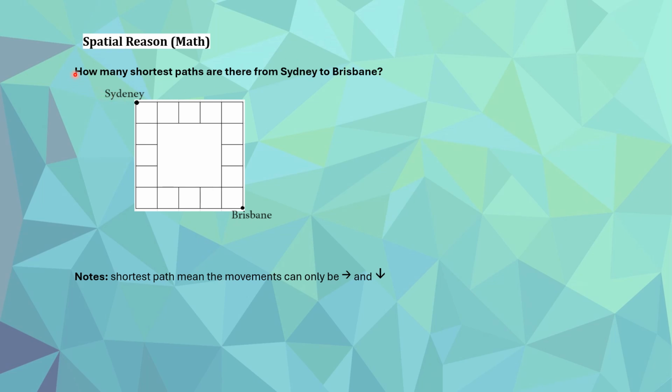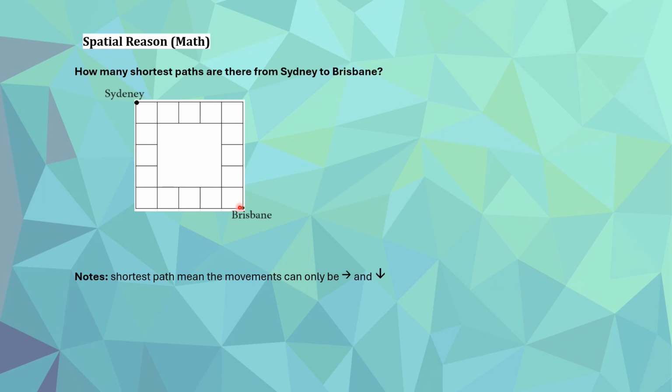Here we go. This is a simple one-sentence question. How many shortest paths are there from Sydney to Brisbane? And this diagram is attached to this problem. It is a rectangle 5 by 5 and the internal one 3 by 3. And you can only go through these black lines from Sydney to Brisbane.